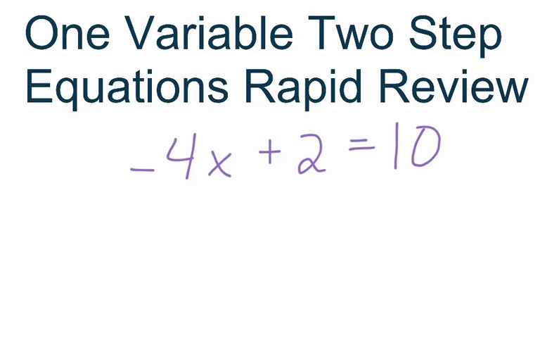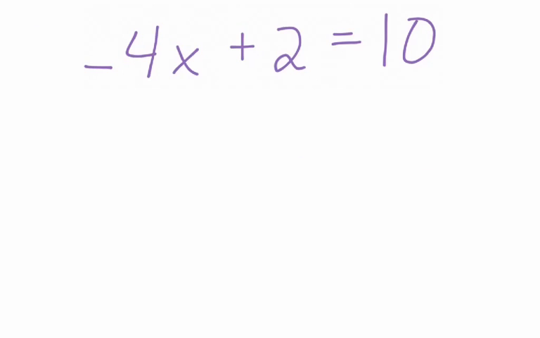Okay, here's a one variable two-step equations rapid review. So let's just go through this real quick. We're going to work with negative 4x plus 2 equals 10. So we're going to put a line down here to divide our equation into two sides, basically a left and a right. Got my left over here, the right over there with just the 10. And we're going to start solving for x.